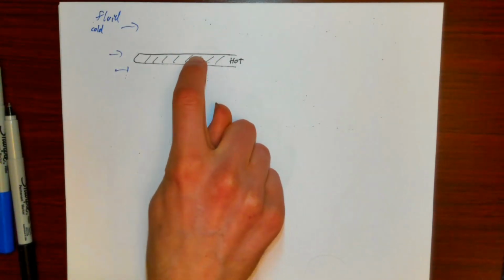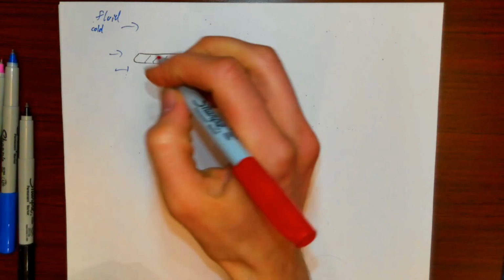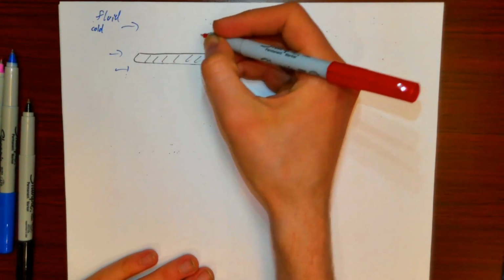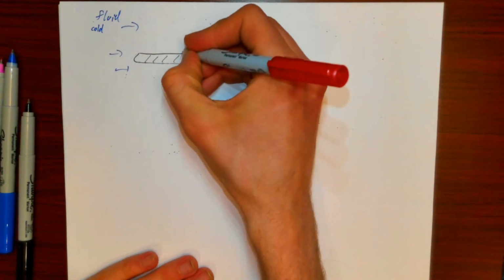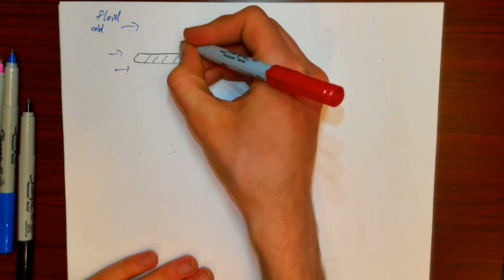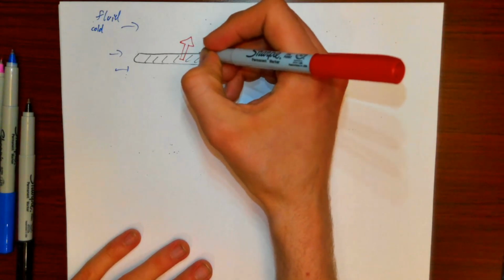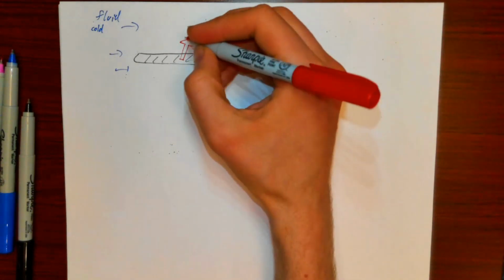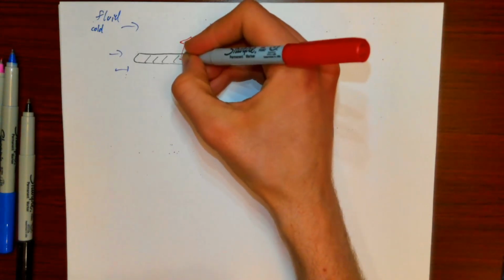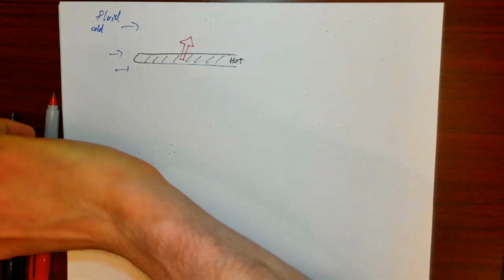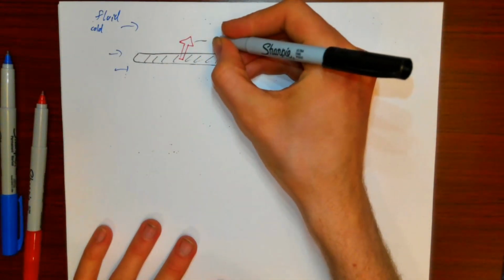If the surface is hot and the fluid is cold, then heat is going to flow from the hot surface into the fluid, and then that heat is going to get carried away by the fluid. And surface convection is always defined as from the solid to the fluid. So this is always defined that way.